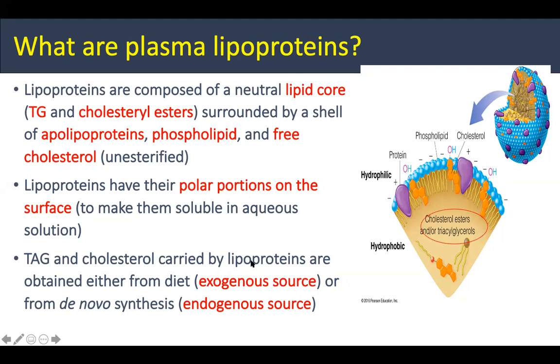In order to get lipids, these triglycerides and my cholesterol, I can either get them from the outside of my body or the inside of my body. When I get them from the outside, I call these dietary lipids. I can get lipids from the outside, which is exogenous, or from the inside, which is endogenous. From the inside of my body, they can be from adipose tissue or from my liver. So if they're coming from the inside, they can be from my fat cells or from my liver.